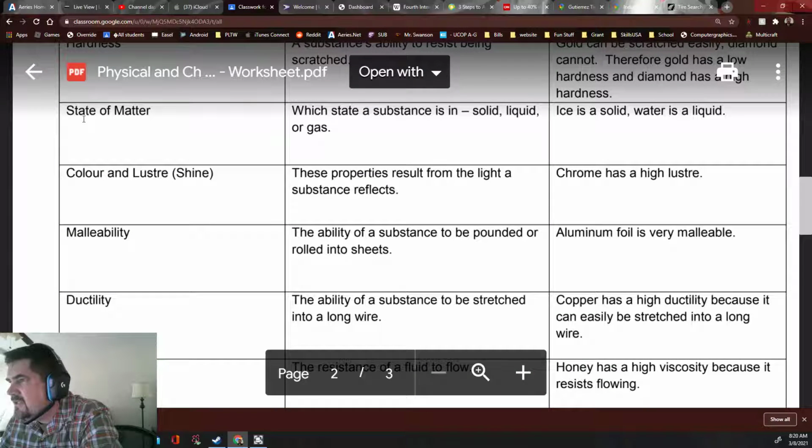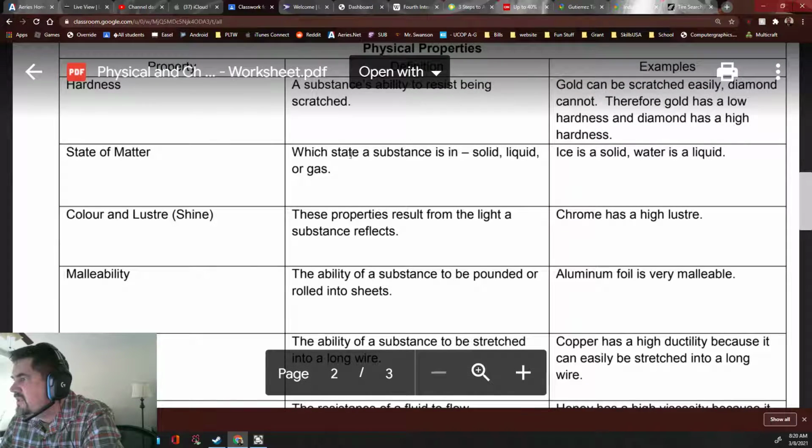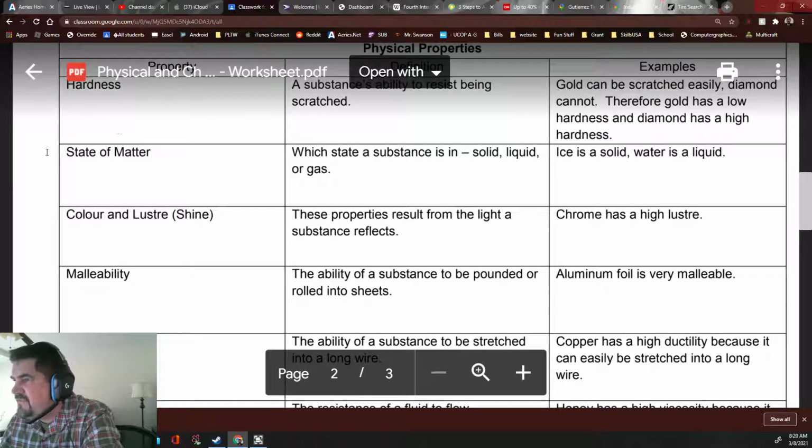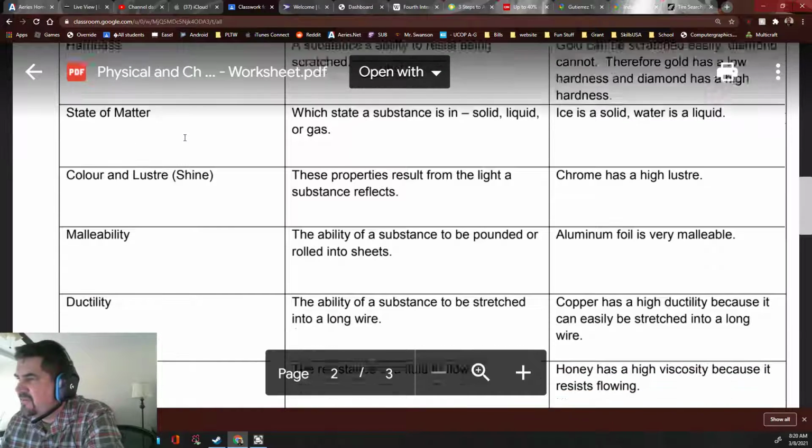State of matter, which state a substance is in: solid, liquid, or gas. So there's another physical property, the state of matter. Like what is it? Is it a liquid? Is it a gas? Is it a solid? And also at what temperatures they are in those states. That's also part of that as well.